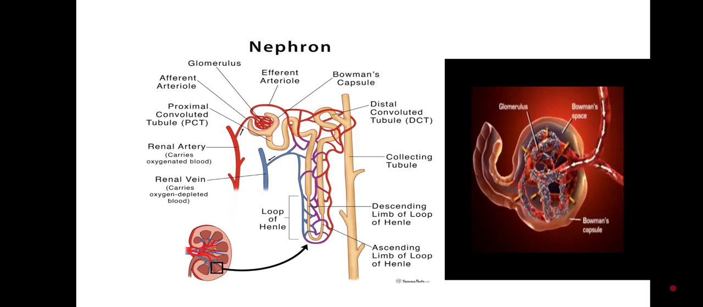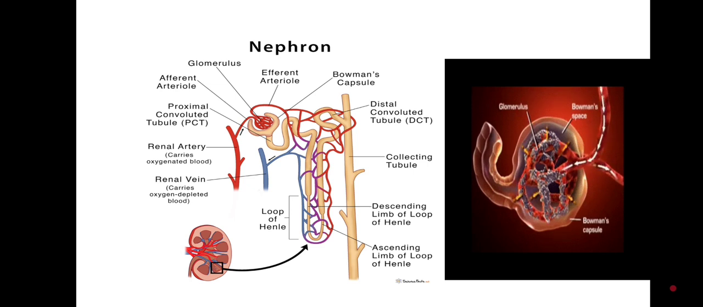So, the final part of the nephron is the collecting duct. This collecting duct collects the urine from multiple nephrons, and it's controlled by the antidiuretic hormone, ADH, which regulates the water reabsorption. From this picture itself, we will study about the physiology of the urinary system.